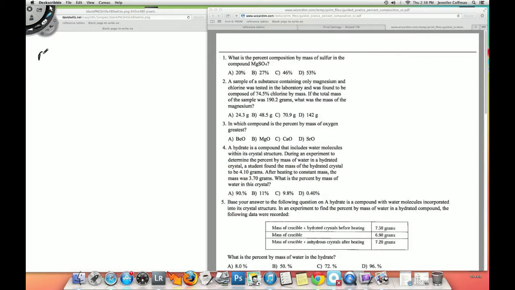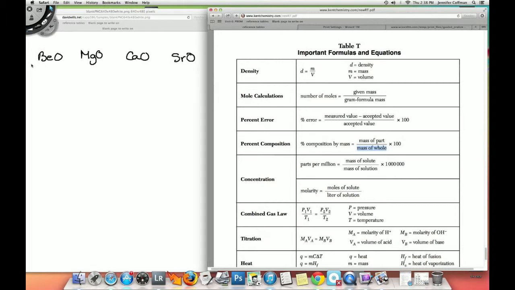We're going to do it for BeO, MgO, CaO, and SrO. Okay, beryllium oxide, magnesium oxide, calcium oxide, and strontium oxide. And I wrote them up here so that I can keep this reference table open for us. We have to find the gram formula mass for Be and O.